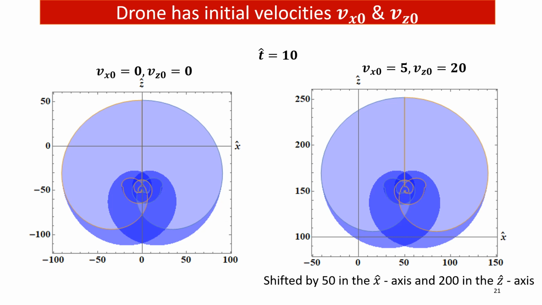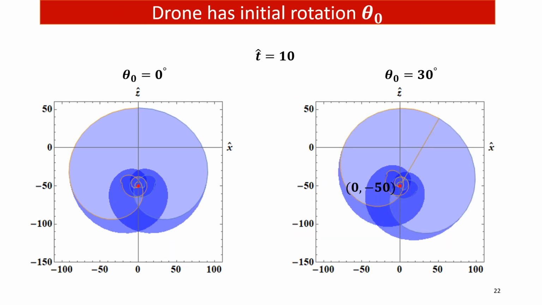Negative t hat square over 2 is the non-dimensionalized gravity factor. As you see in this slide, if the drone has initial velocities 5 in the x-hat axis and 20 in the z-hat axis, the reachable set will move 50 units in the x-hat axis and 200 units in the z-hat axis. Here, if the drone has initial orientation 30 degrees, the reachable set will be rotated 30 degrees around 0, -50.